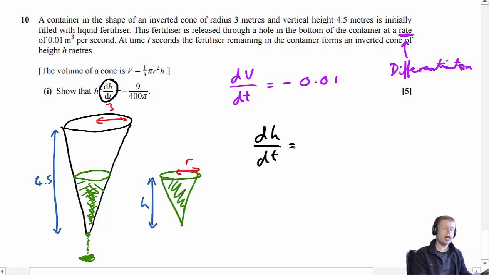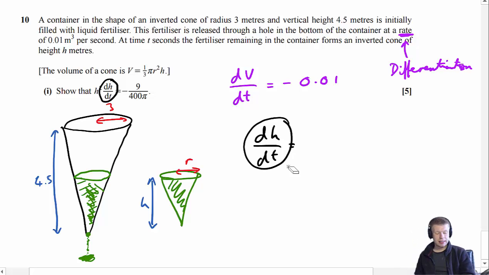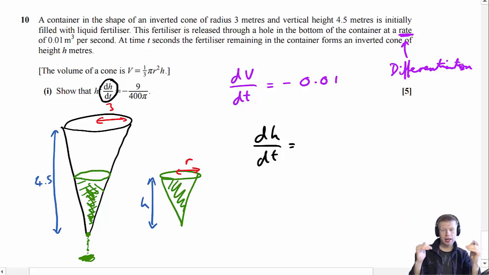This is just a connected rates of change question. What it literally means is it's saying, how is that connected to something I already know? So how is the height changing? Well, the height is obviously going to be connected to something else. It's going to be connected to something like the radius, or it's going to be connected to something like the volume.